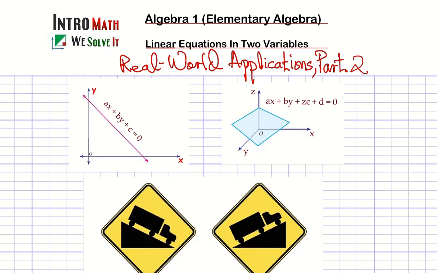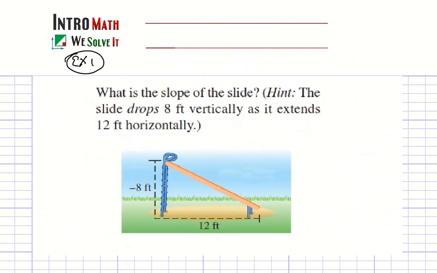Let's do some examples. All right, here is our first example. It says, what is the slope of the slide? A hint: the slide drops 8 feet vertically as it extends 12 feet horizontally. So basically, you see the slide, I think this is a slide for kids. They get up there, then they slide down. It says it drops 8 feet vertically and then it descends 12 feet horizontally.